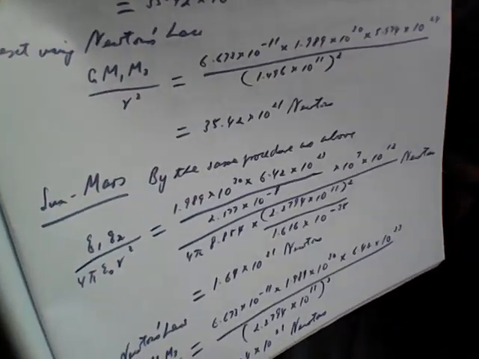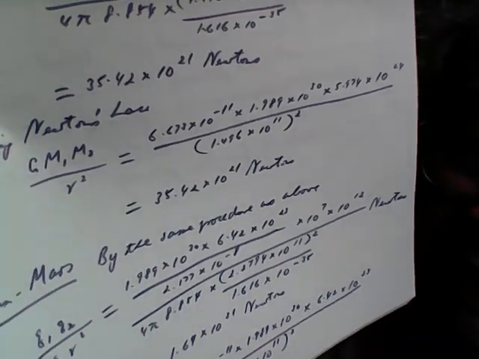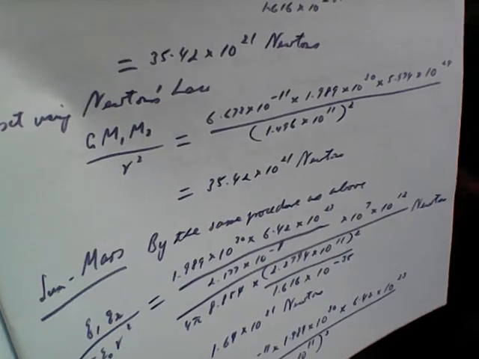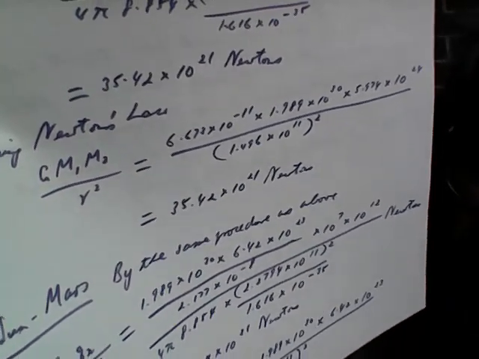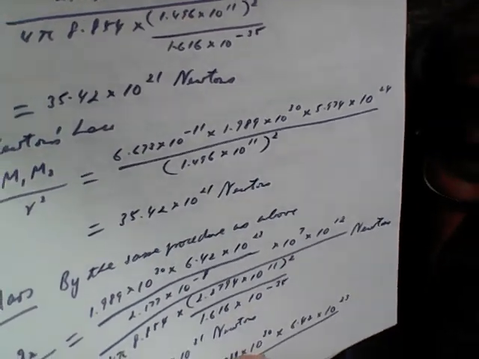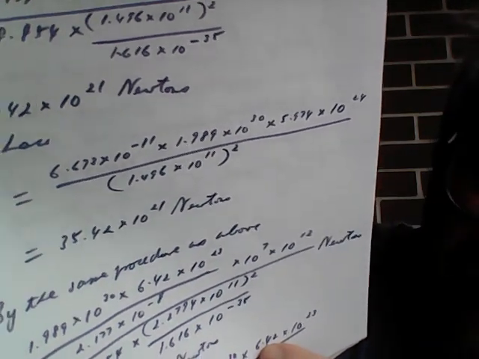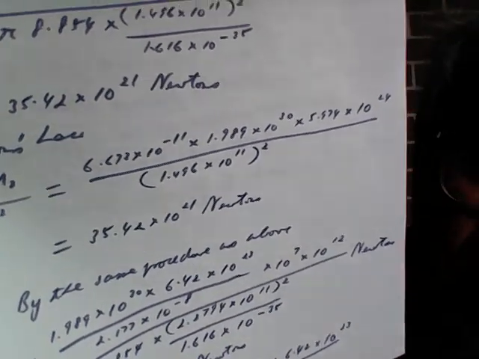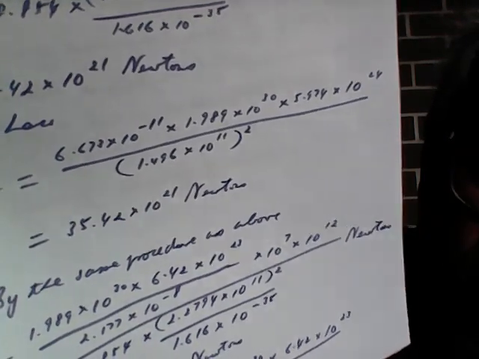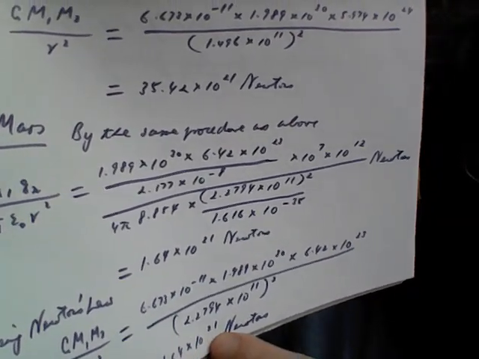Next, using Newton's law: m1 mass of the sun, m2 mass of Mars, divided by the distance between the sun and Mars, and you get 6.673 times 10 to the power minus 11, just the same. And then the sun's mass and the Mars mass, and the distance between the sun and Mars, it's all squared. What's the final answer? Also 1.64 times 10 to the power 21 newtons.